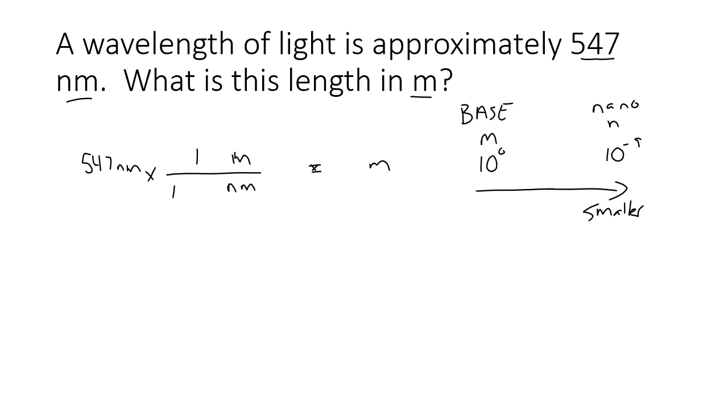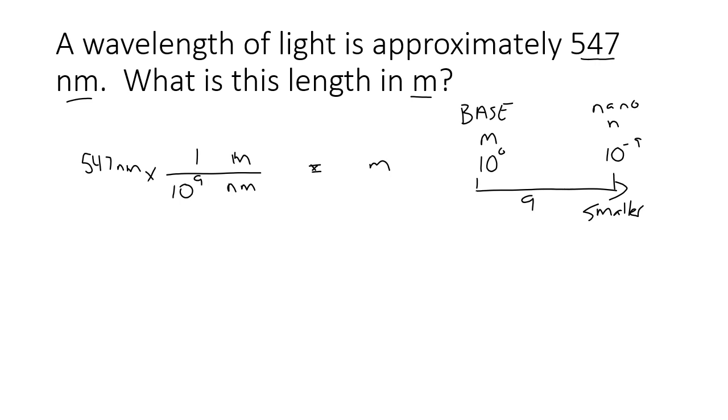In front of the nano, I'm going to write a 10 to some power, and it's going to be a positive exponent because of the way that I'm doing it. If I look at how many spaces there are between nano and the base, there are 9 spaces between the nano and the base, and so I'm going to write a 9 there.